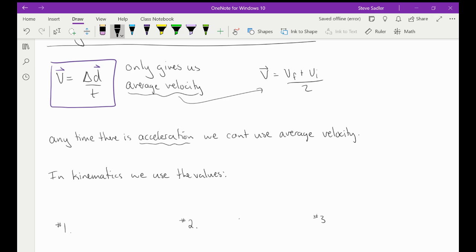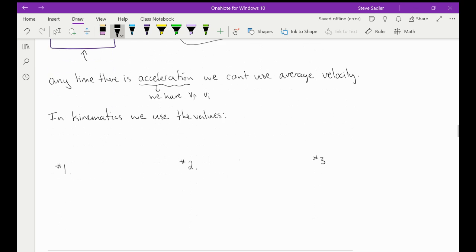And that's because we have V final and V initial, and we don't know if we're accelerating consistently. So we can't use this formula here. It doesn't work if there's an acceleration. It only is average velocity. It doesn't deal with V final, V initial.